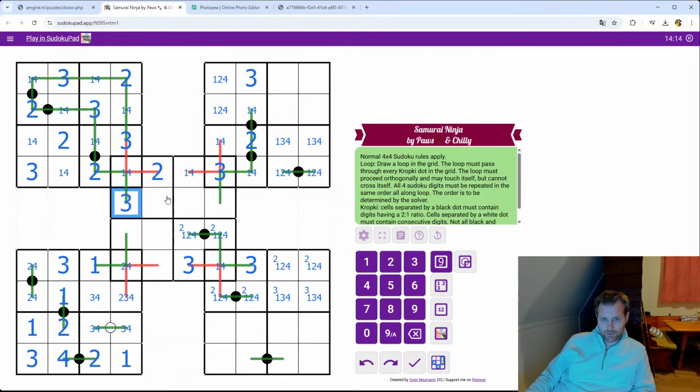This must be a 3. This must be a 1, 4. This must be a 1, 4. And yeah, this one is going here, so that's a 2. That's not a 2. And also here, this is a 2. This is not a 2.